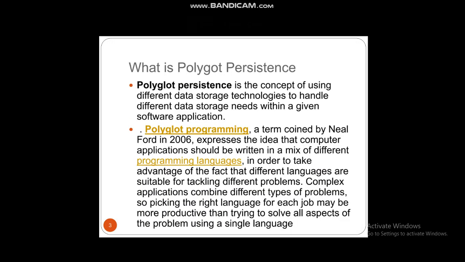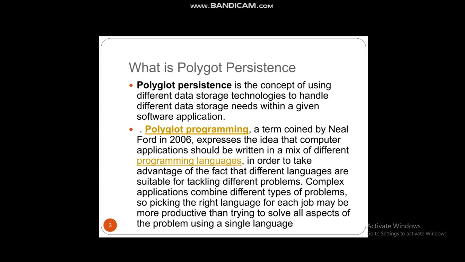What is polyglot persistence? Polyglot persistence is the concept of using different data storage technologies to handle different data storage needs within a given software application.